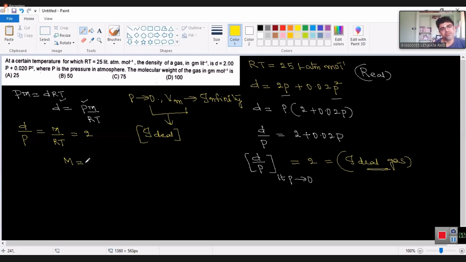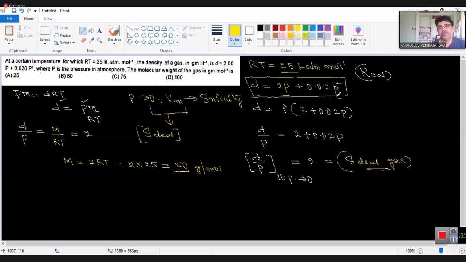Then molar mass is equal to 2 RT. 2 into, what is the value of RT given? 25. So this will be 50 gram per mole. Actually, the given expression is not for ideal, but I converted this expression for ideal by putting limit P tends to 0. So your answer would be B.